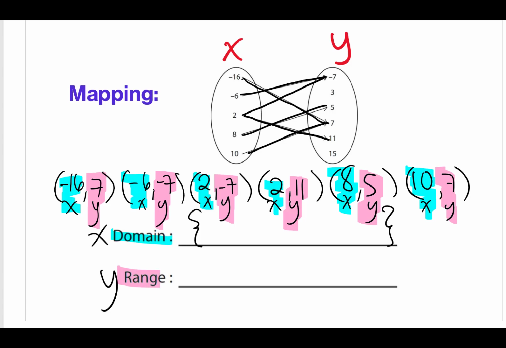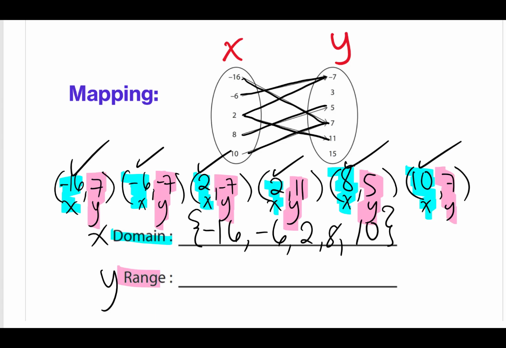So for blue, the smallest number I have is negative 16. Then I have negative 6. Then I have 2. And I have 2 of them. Don't repeat. No escribe dos veces. And then I have 8. And then 10. Okay, and then now I'm going to check off range.